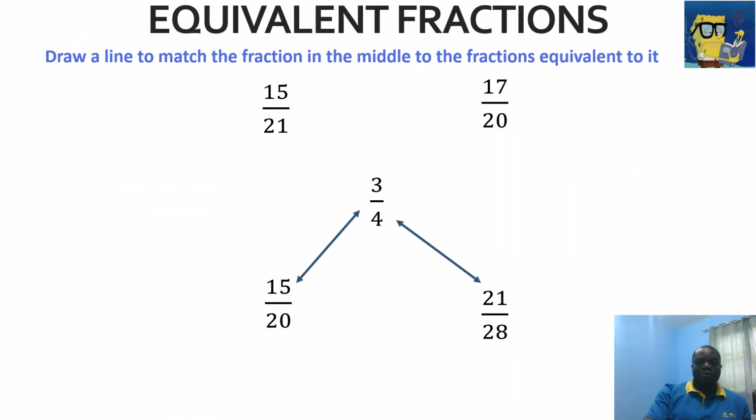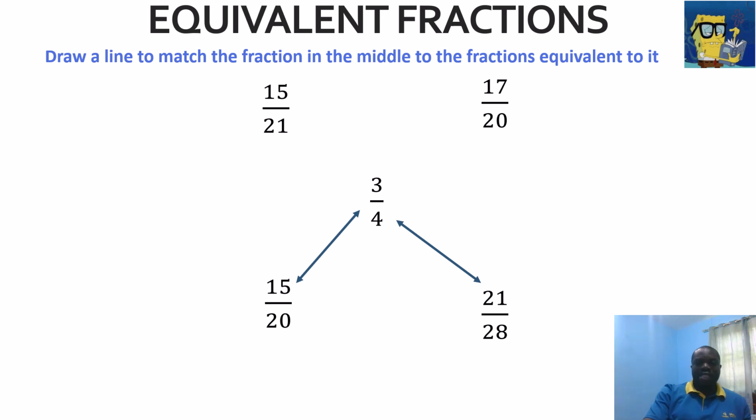Now, for our Cambridge checkpoint, we could be given a question like this to solve. Draw a line to match the fraction in the middle to the fractions equivalent to it. Now, you have to be very careful about how you choose your answers when it comes to this question.